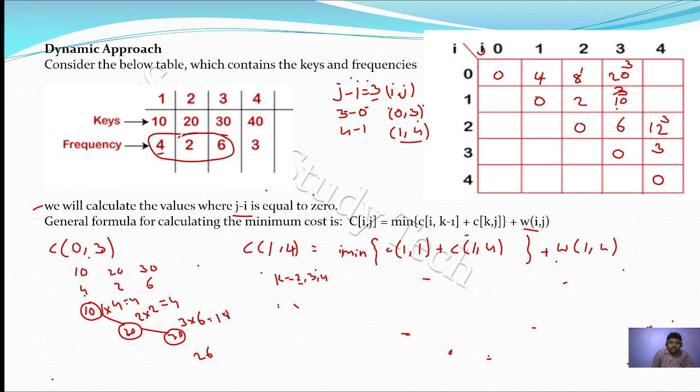Here it is 2, 6, 3, 9, 6 plus 3 is 9, plus 2 is 11. So this value is 11 now.